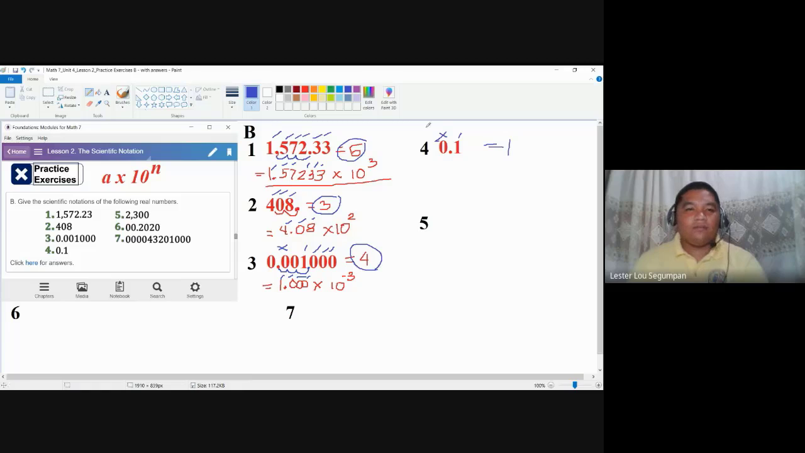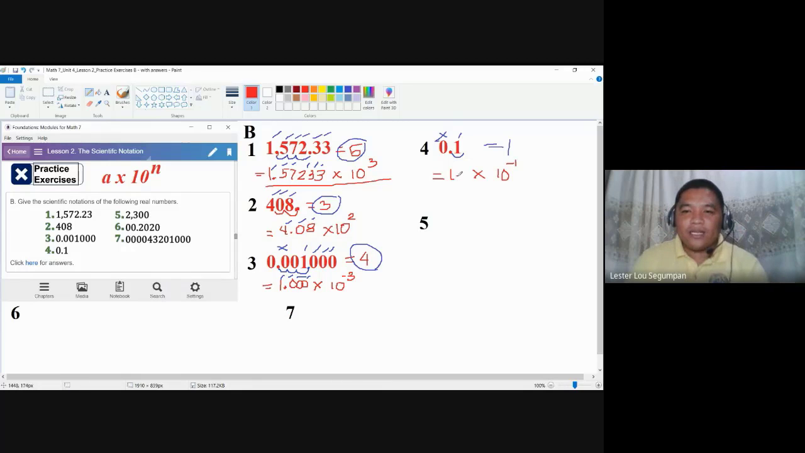So you have one. And how many movements do you need to gain an integral value? One step. So this would become 1 times 10 to the power of how many steps? 1 to the left, negative. Again, we lost a multiplier of 10.